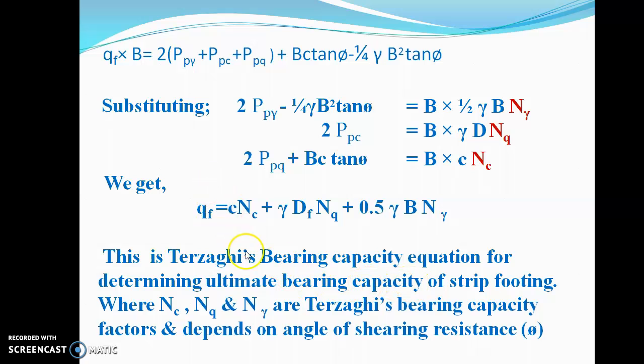QF stands for ultimate bearing capacity. We had studied all these denominations in the first lecture. So QF is nothing but ultimate bearing capacity. This is an equation given by Terzaghi for a strip footing, or for a shallow foundation, where Nc, Nq and N gamma are bearing capacity factors depending on the angle of shearing resistance phi.